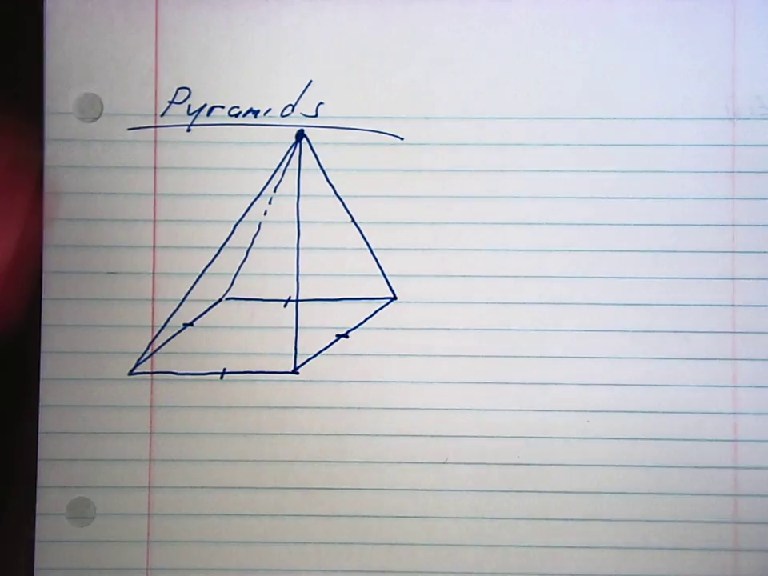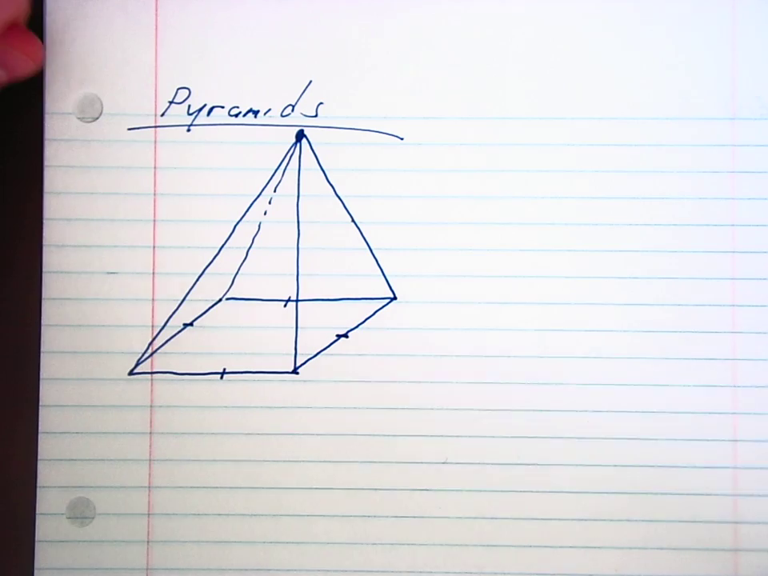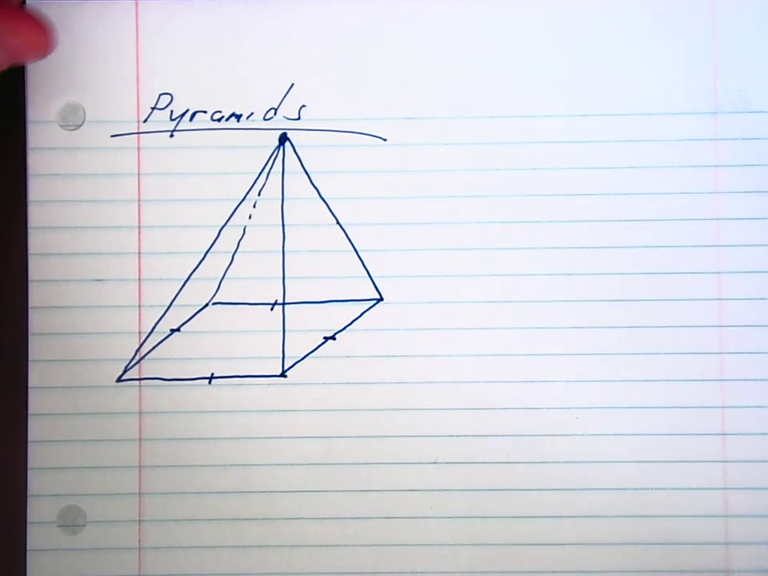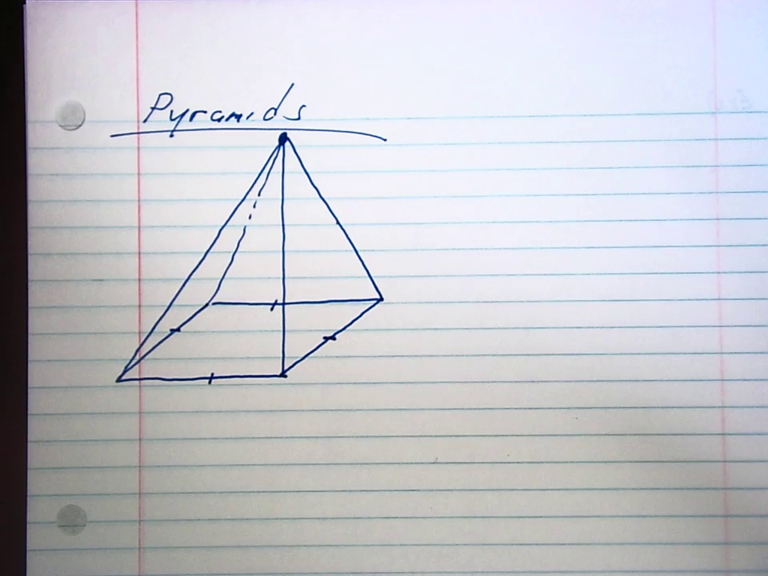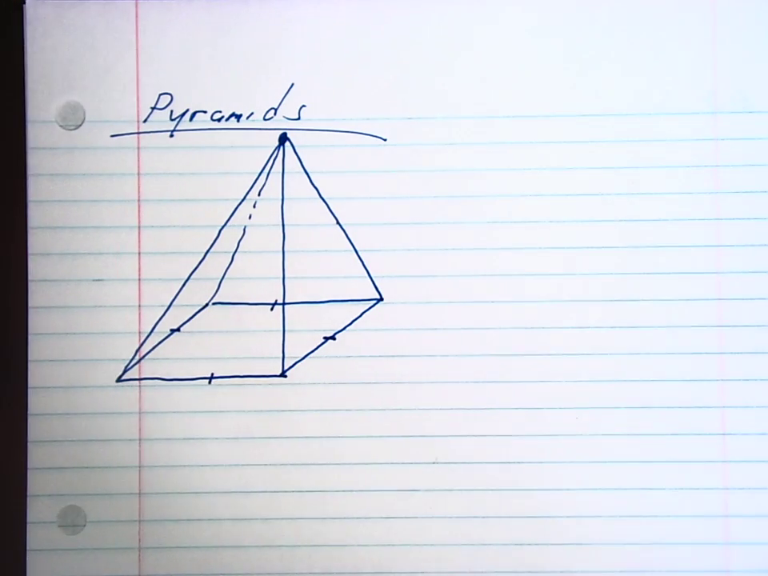Okay, guys, we are officially on our last shape of the year. Actually, the last concept we're going to do. So we've done lateral area, surface area, and volume of prisms, cylinders, cones, spheres. Now we're going to do pyramids. This will probably be the hardest of the shapes that we have to do.